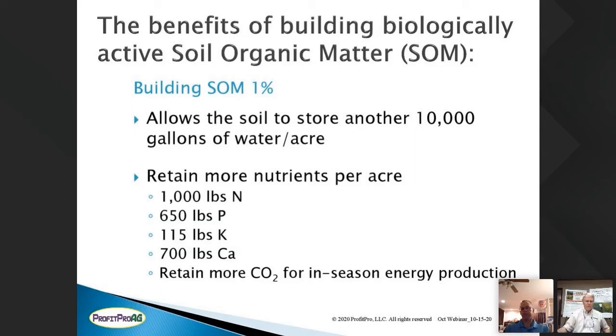Now, consider this. If you build 1% organic matter, bioactive carbon, you're going to be able to hold another 10,000 gallons of water per acre. Your microbes are 70% water. That's going to help through a drought. And look at the amount of more nutrients you're going to hold per acre. Another 1,000 pounds of N, 650 pounds of P, 115 of K, and 700 pounds of calcium. And you're going to retain a heck of a lot more energy. So I hope this is starting to make sense to you.